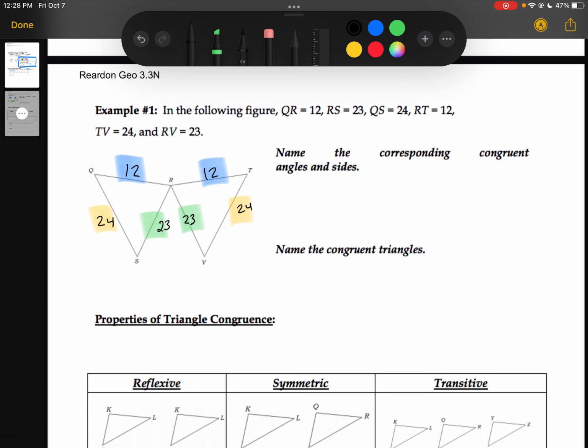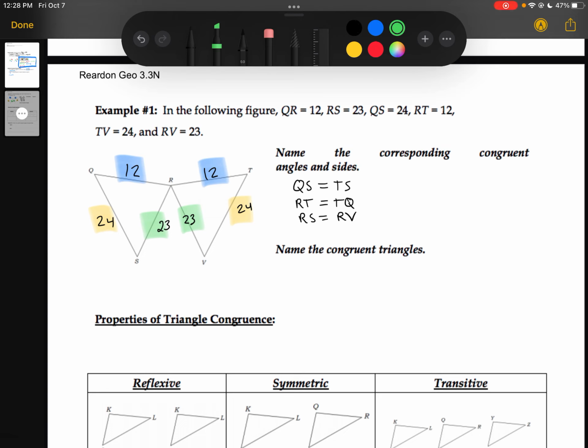So we already color-coded it for our sides. So we know that Q to S is equal to T to S, and R to T is equal to R to Q, and R to S is equal to R to V.